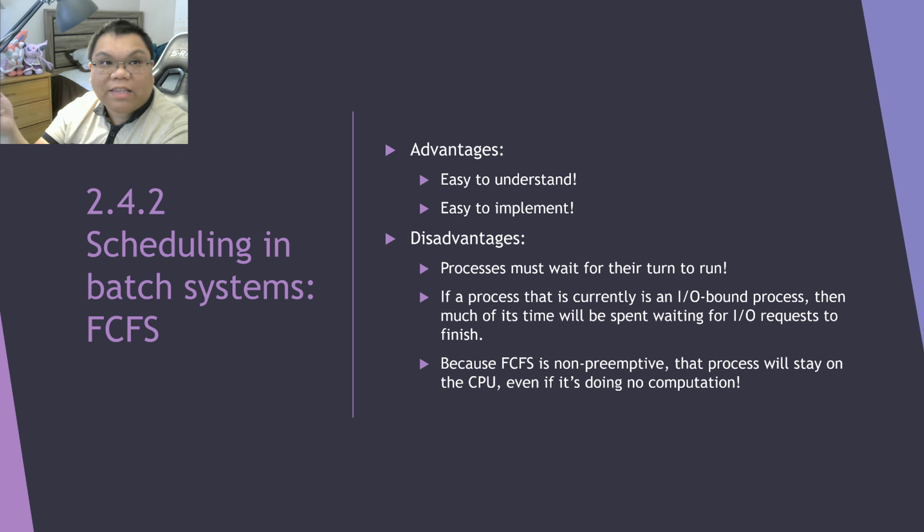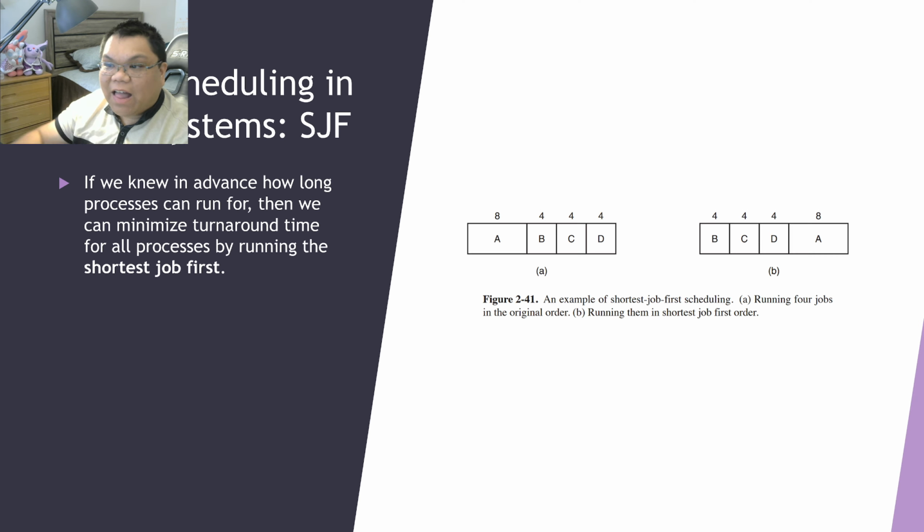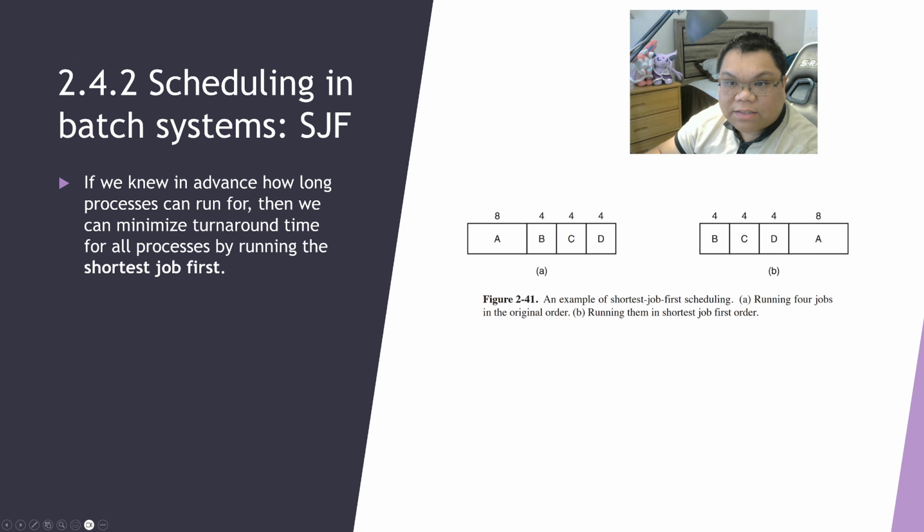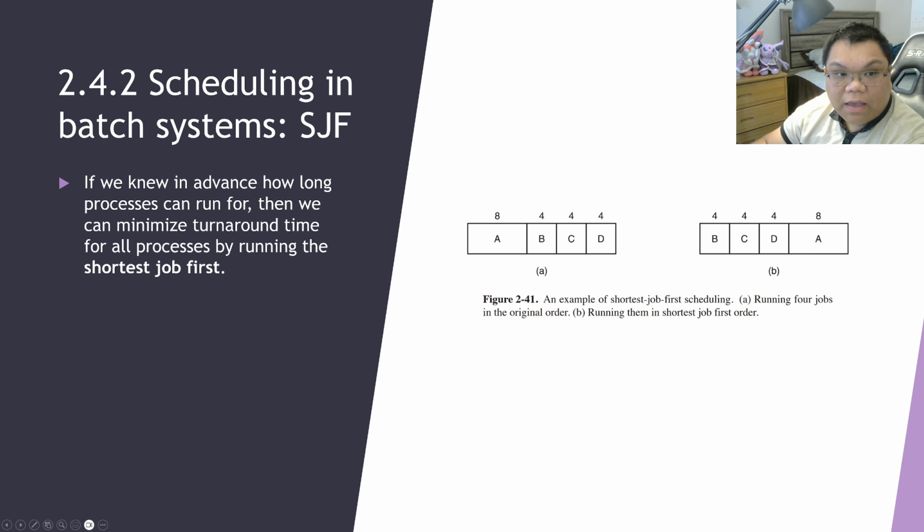If we know how long these processes will take to run, then it would be more effective to simply arrange these processes so it's the shortest job first that we're running. And that's our next scheduling algorithm. Shortest job first. If we knew in advance how long processes can run for, then we can minimize turnaround time for all processes by running the shortest job first.